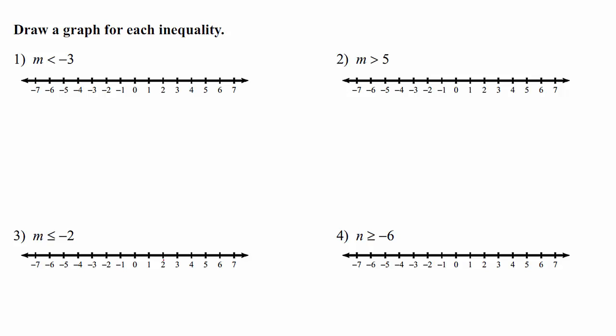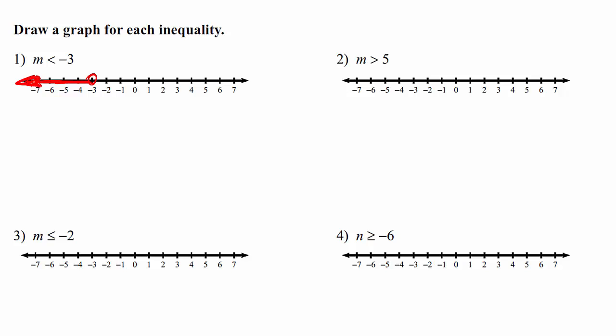So on number 1, M is less than -3. It's not equal to -3. So at -3, we're going to draw an open circle that is not filled in, like so. And then we're going to say, well, where are the numbers that are less than -3? Since that's what our inequality is saying, those numbers are to the left. They're the more negative numbers. So we're going to shade to the left.